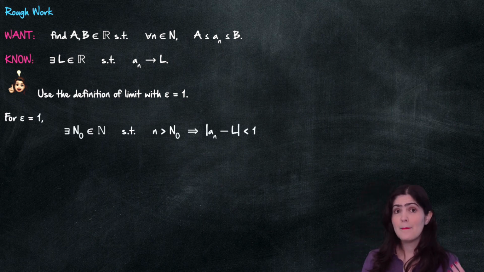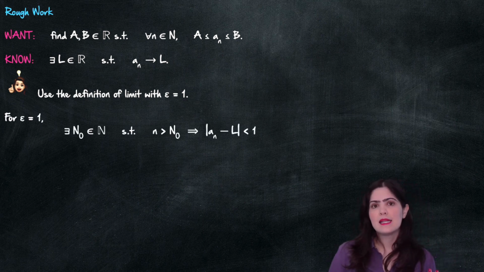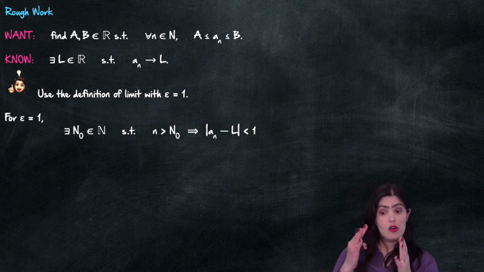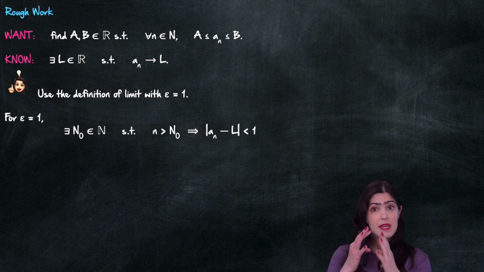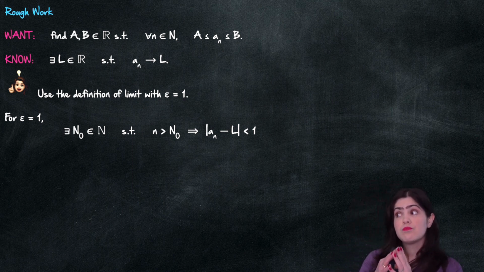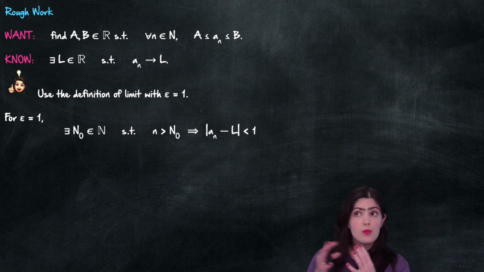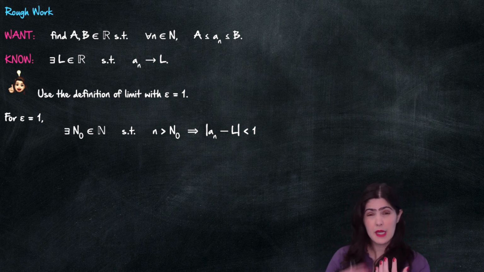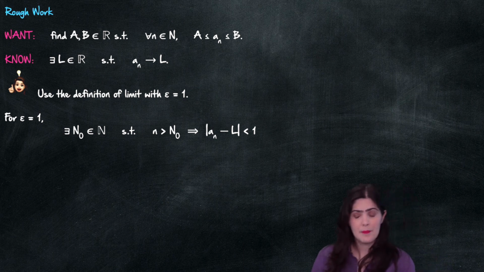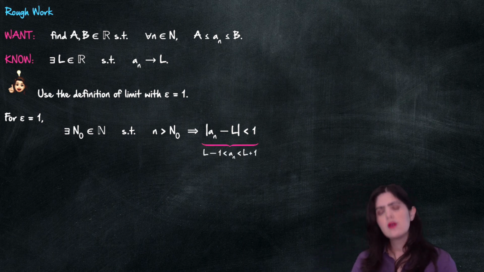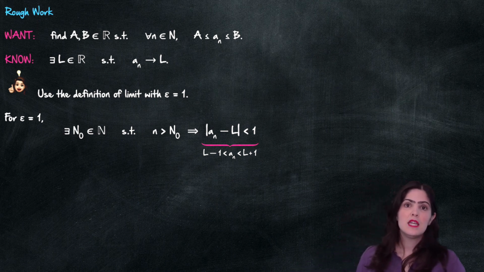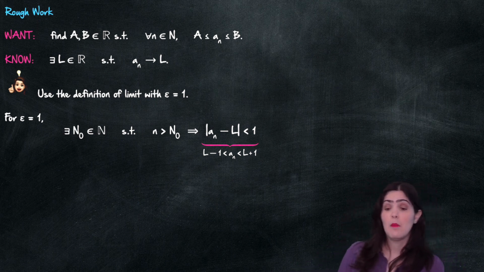And what this will tell me is that after a certain point n naught, all the terms of my sequence are within 1 of L. So the distance between my terms and L is less than 1. But of course we can expand out this absolute value, and we know that that means that a_n is between L minus 1 and L plus 1.